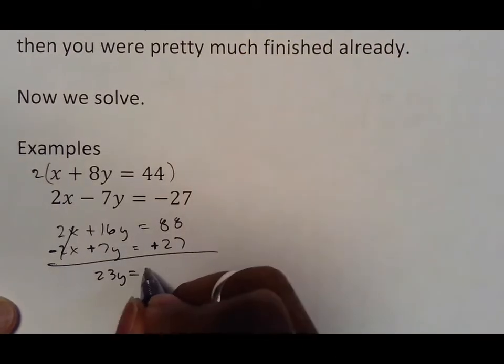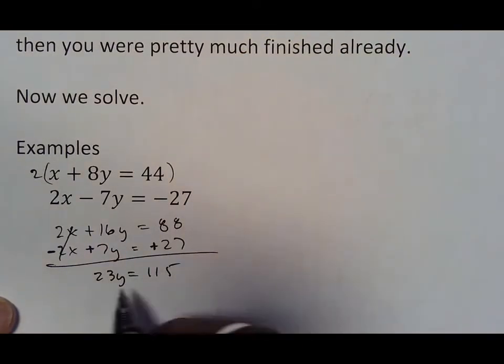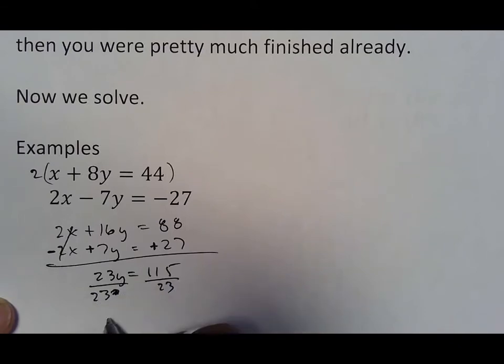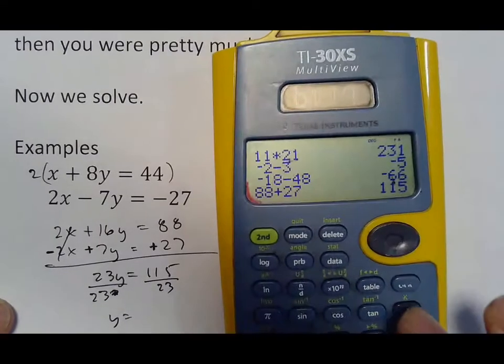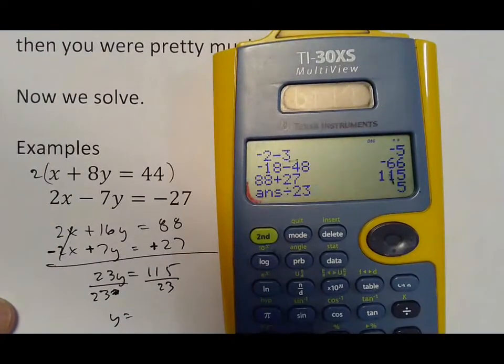But now, this is where we stopped yesterday. All you got to do is divide by 23 and hope that it works. And it's 5.